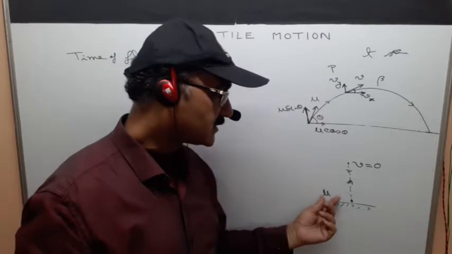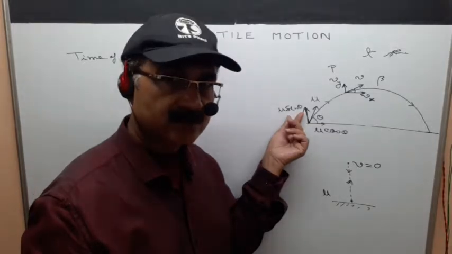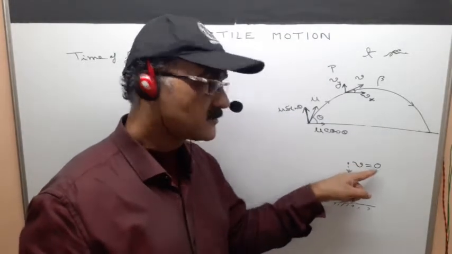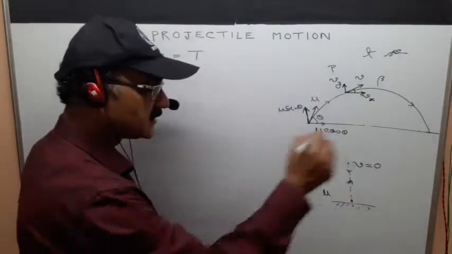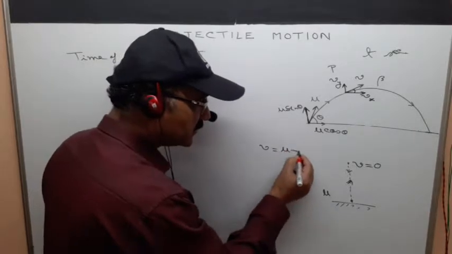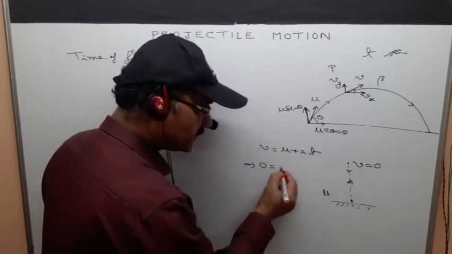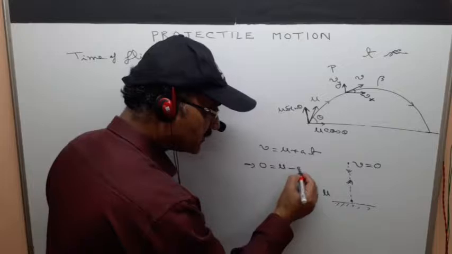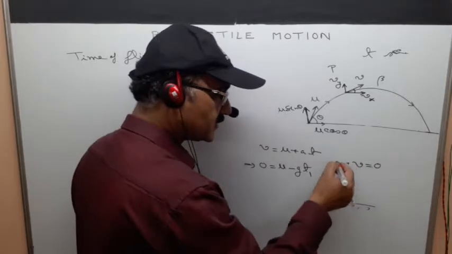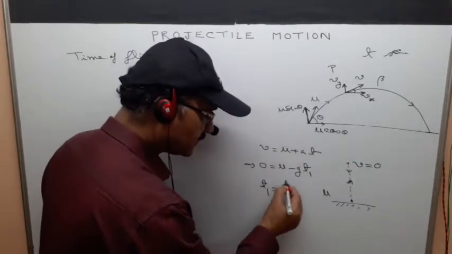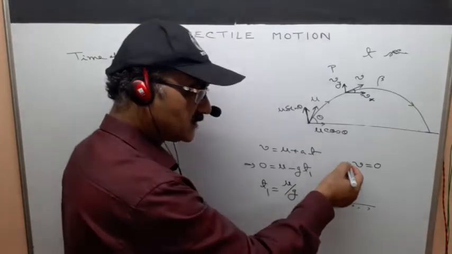So what we had called u here is u sin theta here. The initial velocity there was u, here the initial vertical velocity is u sin theta. At the top point, the velocity was 0. From there we had used the equation v equal to u plus at. At the top point, v was 0, u was u, a was minus g, and if t1 was the time taken to reach the top point, we got t1 is equal to u by g. This was the time taken to reach the highest point.